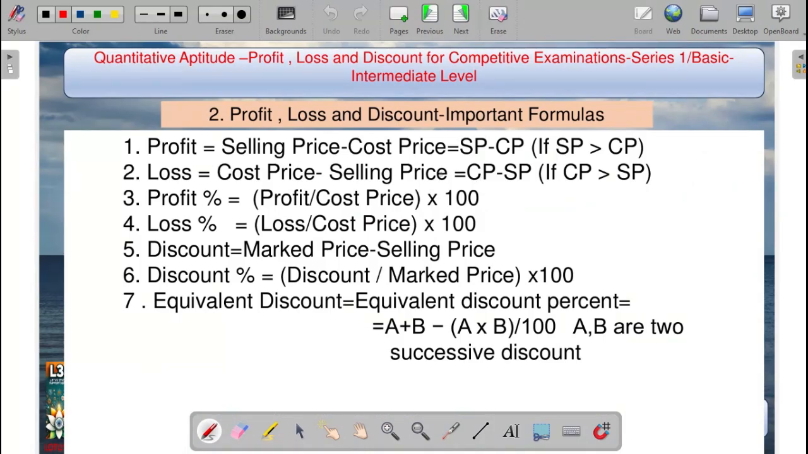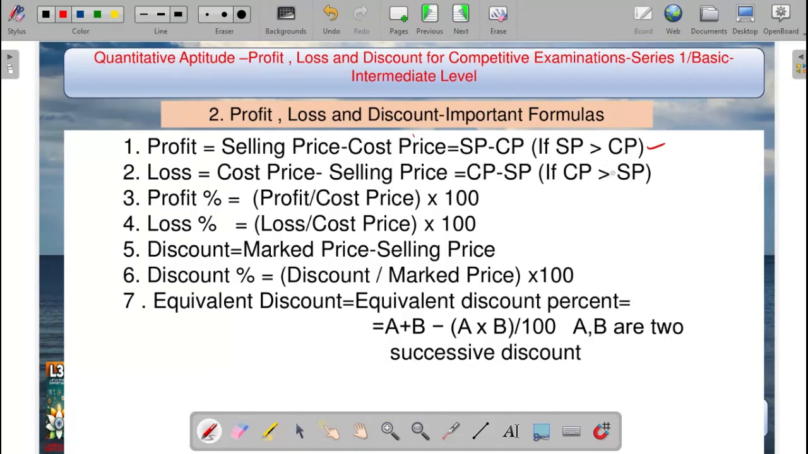Profit is SP minus CP. We have already discussed this one. When SP is greater than CP, the profit will be SP minus CP, selling price minus cost price. On the other hand, loss will be cost price minus SP when CP is more than the SP. When the selling price is more than the cost price, it will be profit. And when cost price is more than selling price, it will be loss.